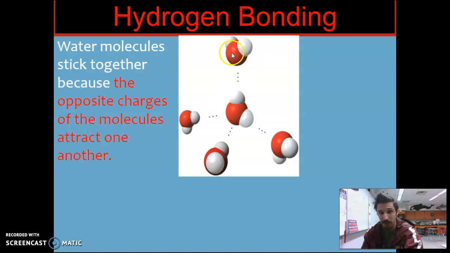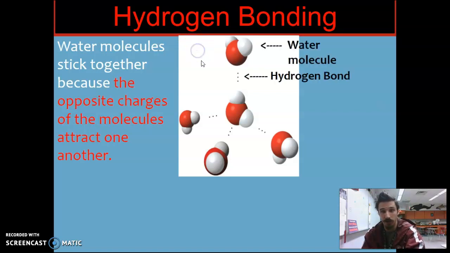Look, the red balls are oxygen, the white are hydrogen. This red one's attracted to that hydrogen. This white one's attracted to that oxygen. This white one's attracted to that same oxygen, and this oxygen is attracted to this hydrogen. Okay? These are 4 different hydrogen bonds. Hydrogen bonds always involve the atom hydrogen. Always.